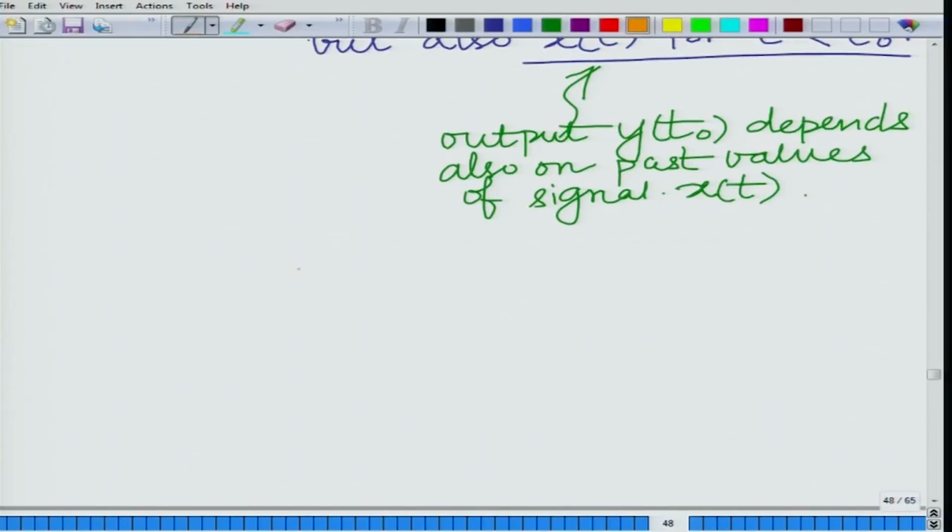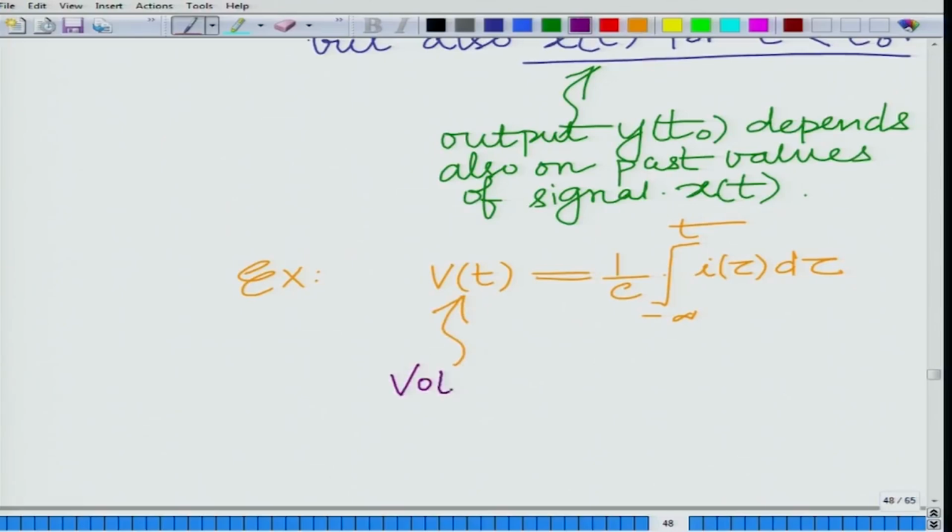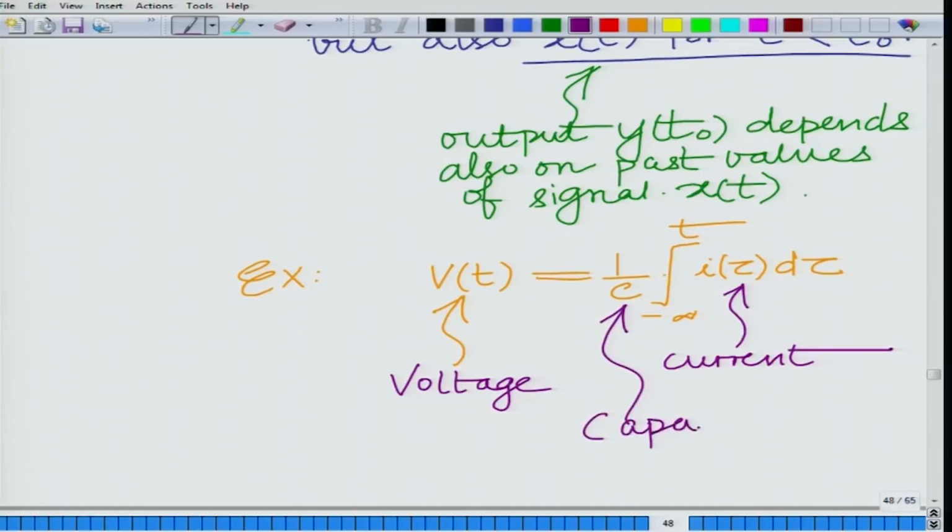If you go back to the example of circuits, you can have the voltage v of t equals 1 over C times the integral from minus infinity to infinity of I of tau d tau, where v of t is the voltage signal, I is the current signal, and C is the value of the capacitance. This is the voltage current relation.